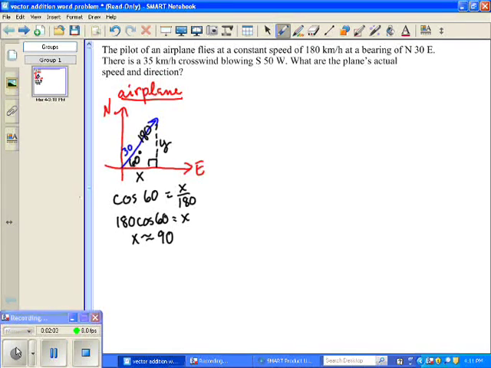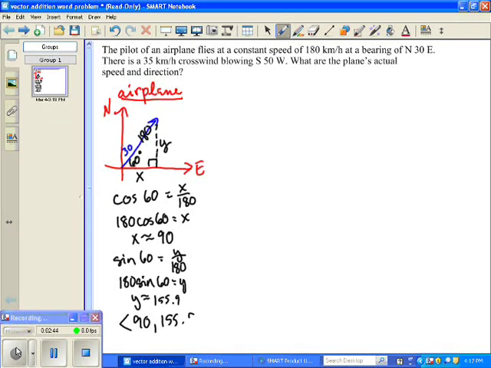Okay, so the y component. Similarly, we use some trig, and y is the opposite, so we use sine. Sine of 60 equals y over 180. So we have 180 sine of 60 equals y. As we plug this into the calculator, we get that y is about 155.9. So if we wanted to write this in component form, we have the x component, which is 90, and the y component, 155.9.